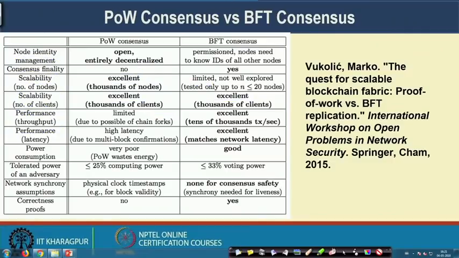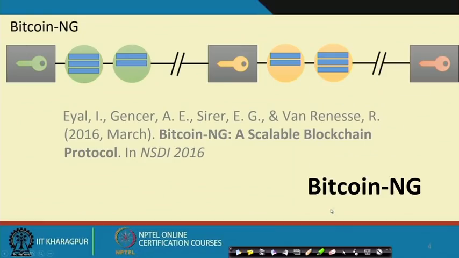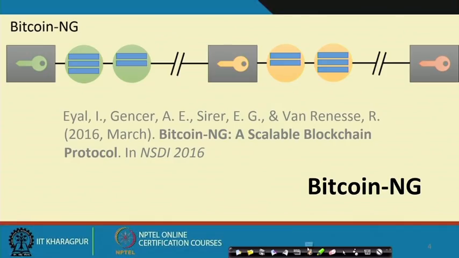So, to this end, let us look into one protocol or one mechanism for addressing these shortcomings of the Bitcoin based protocol, where the primary objective is to provide better transaction throughput, and along with that the objective would be to avoid forks as much as possible, because forks are problematic from the system perspective. So, we will look into the Bitcoin NG protocol in detail.